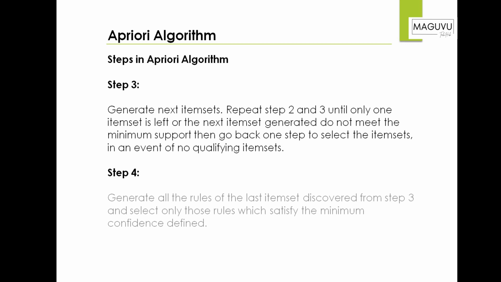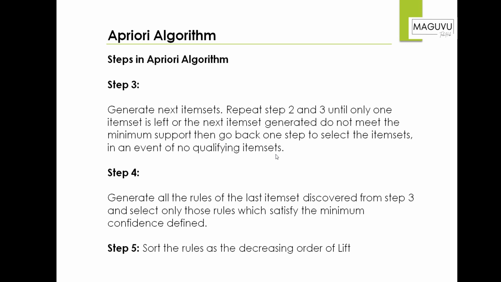In step number 4, we then want to generate association rules. When we have got the association rules, we want to calculate their confidence. And then we compare their results with the minimum confidence defined. We then also eliminate all rules which do not meet the minimum confidence.